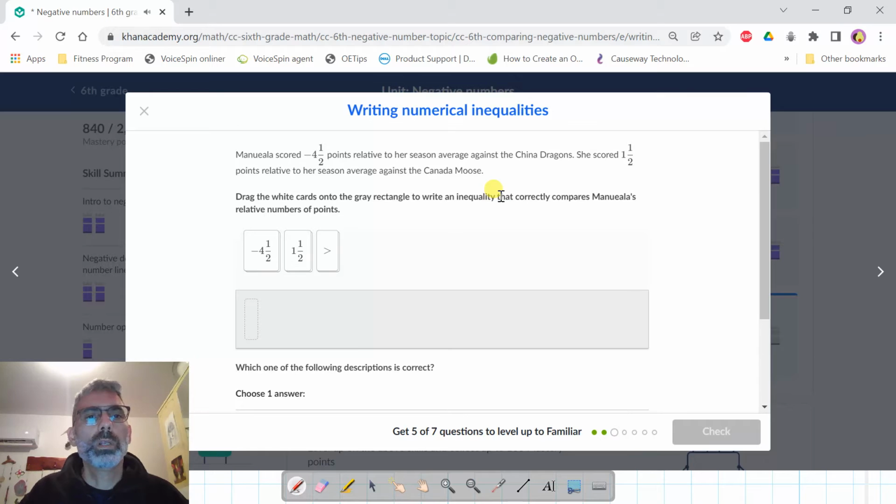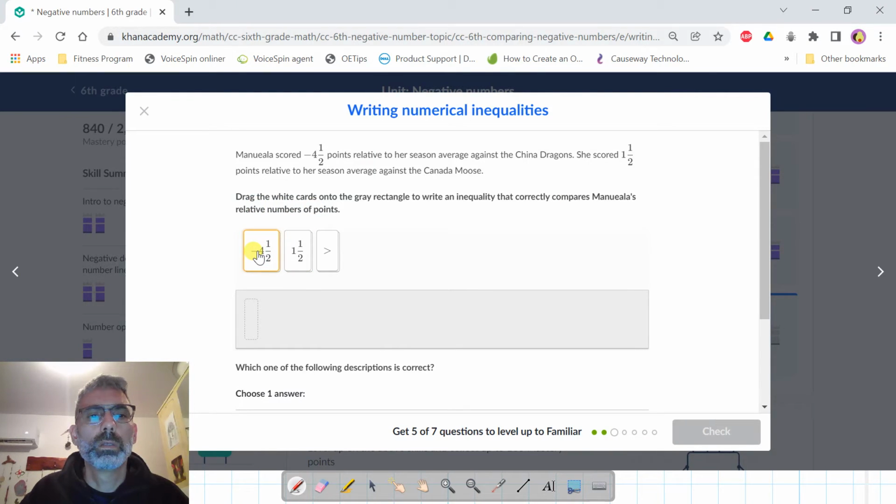Manuela scored negative 4.5 points relative to her season average against the China Dragons. She scored 1.5 points relative to her season average against the Canada Moose. Drag the white cards onto the gray rectangle to write an inequality that correctly compares Manuela's relative numbers of points.